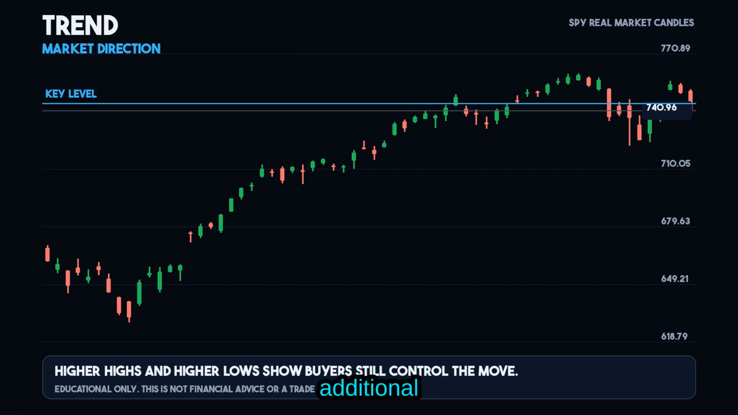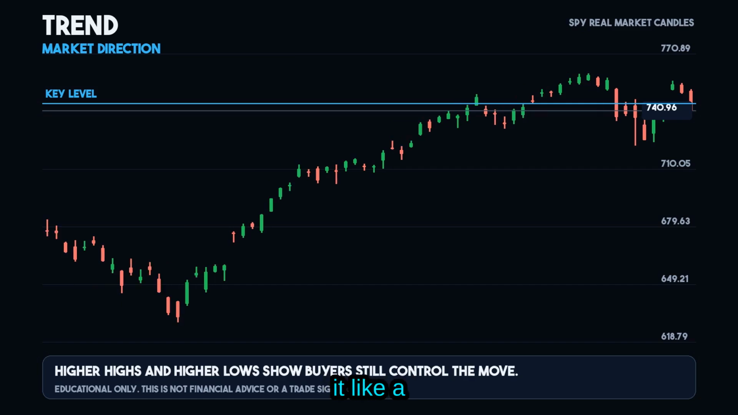Now, let's talk about some additional concepts that are essential to understanding market structure. One of these concepts is the idea of support and resistance. Support is the level at which a stock price stops falling, and resistance is the level at which a stock price stops rising. Think of it like a bungee cord that keeps the stock price from falling too low or rising too high.